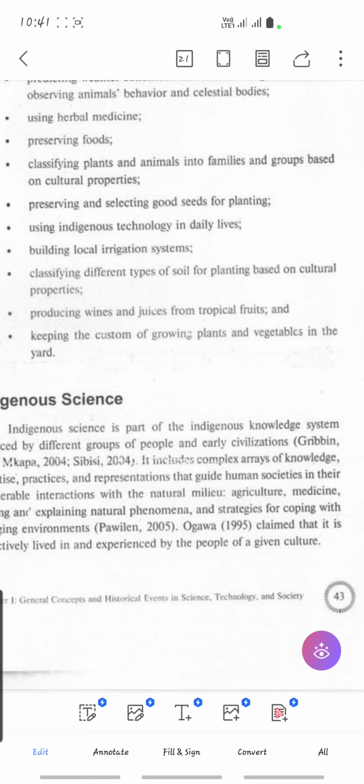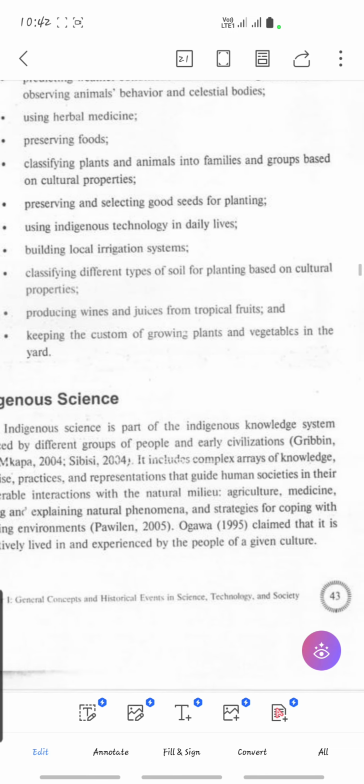ways. Like for example, irrigation system can be found in what? Of course, if you are planting food, right? If you are planting, or like for example, farming, there's an irrigation system. So basically here, the way of food in a society or in a community of indigenous people, one good example of having a way of food is planting food or farming. And that farming needs what? Irrigation system or water storage. Not only that, classifying different types of soil for planting based on cultural properties. And lastly, keeping the custom of growing plants and vegetables in the yard.